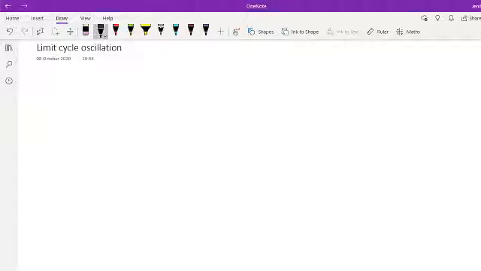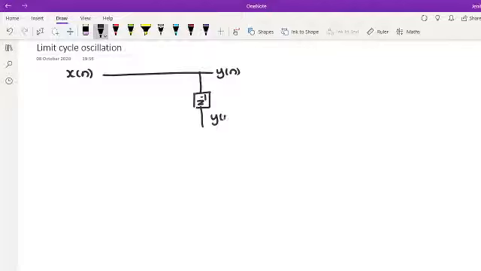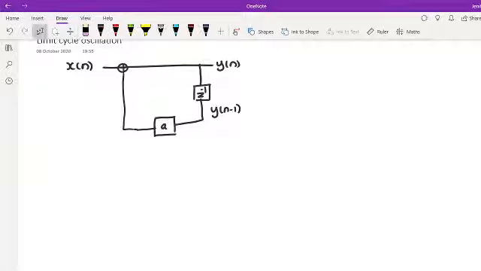I'll select an IIR system that is x of n that is giving you the output y of n, and this y of n is connected back because it is an IIR filter, a recursive filter. So one time feedback, that is one time the previous data is taken and I'm multiplying that with a constant a, and this is connected back to the input. So this system is called an ideal system, that is y of n is equal to a into y of n minus 1 plus x of n. In this kind of ideal systems, the limit cycle oscillations won't occur. There won't be any limit cycle oscillations for this IIR system.